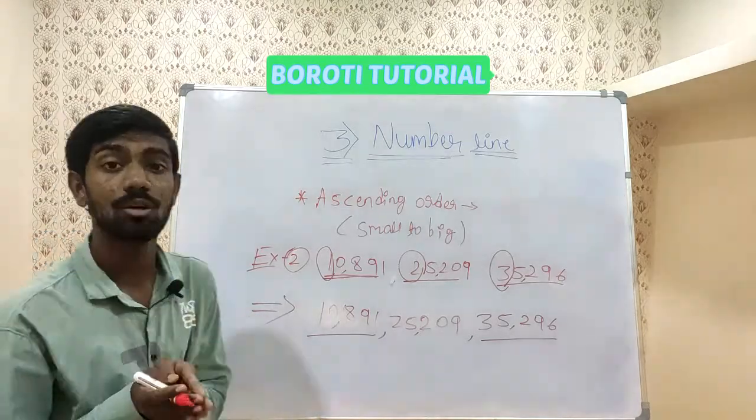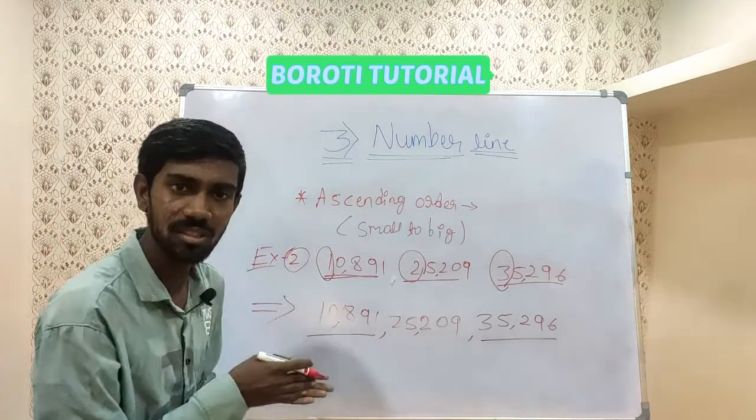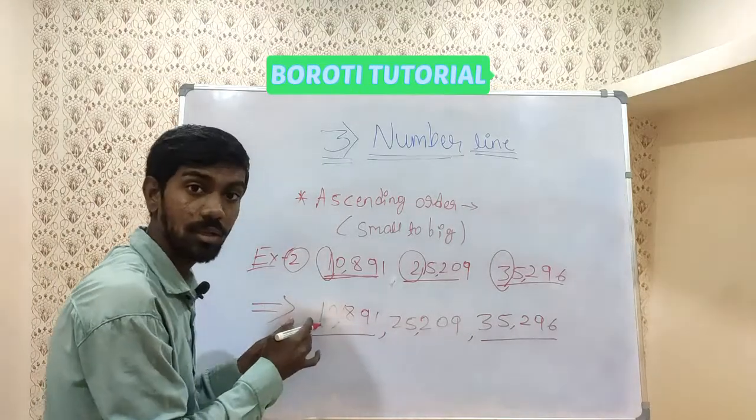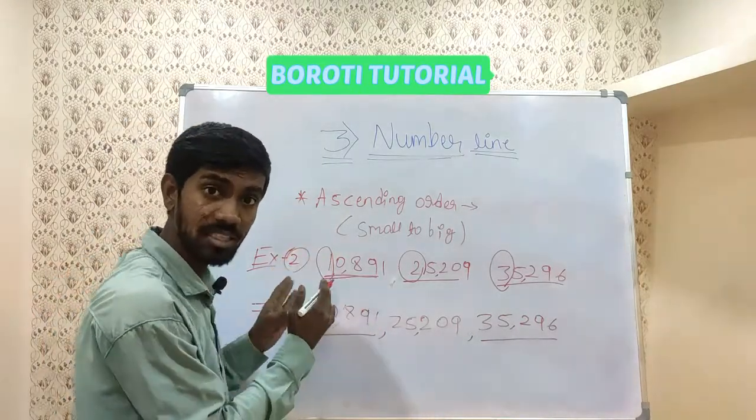Now we go for descending order. What is the meaning of descending order? Opposite of this, the converse. Nothing but big to small. First we write the biggest number, then the biggest number except the first number.